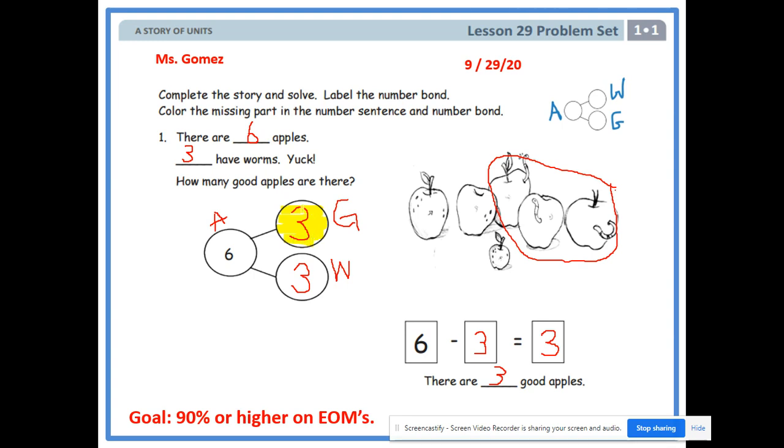Remember, if you're using a pencil, to color in lightly or just around the number so we can still see your answer. If you're using a crayon, make sure to not color so dark. And we're also going to shade in our unknown part in our number sentence, just like this.